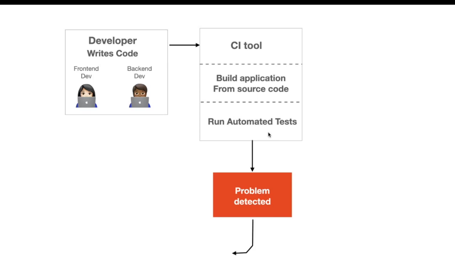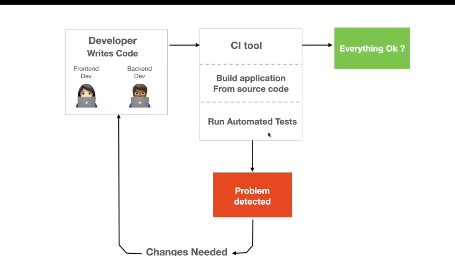In that case, it will go back to the developers, and the developers will make the changes again in the application code. If it belongs to the front end, the front-end developers can change their code and fix the issues. Again, the code will go to the CI tool, and the continuous process will run again, building the application and running automated tests. If any problems are there, it will again go to the developers. Once the developers fix the problem, it will go to the continuous deployment part.